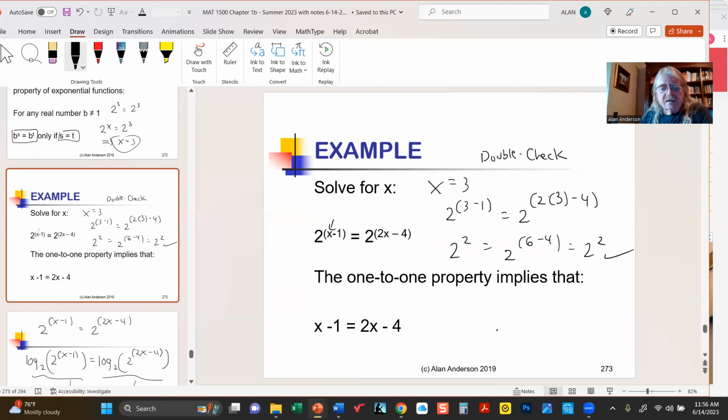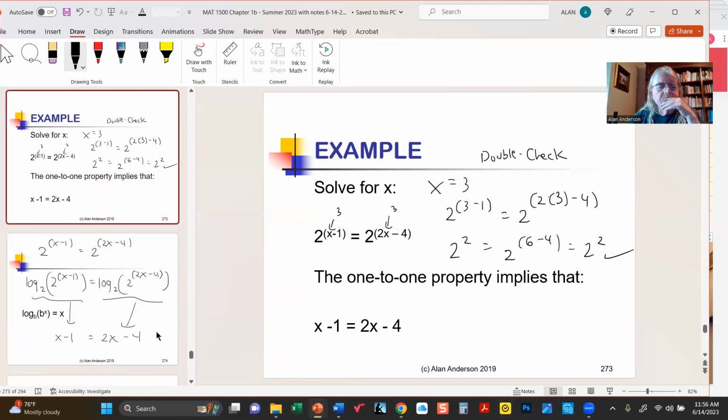Just replace the x's with 3's. And you'll see that, yes, both sides are equal to each other, and they're both equal to 2 to the second power. All right.